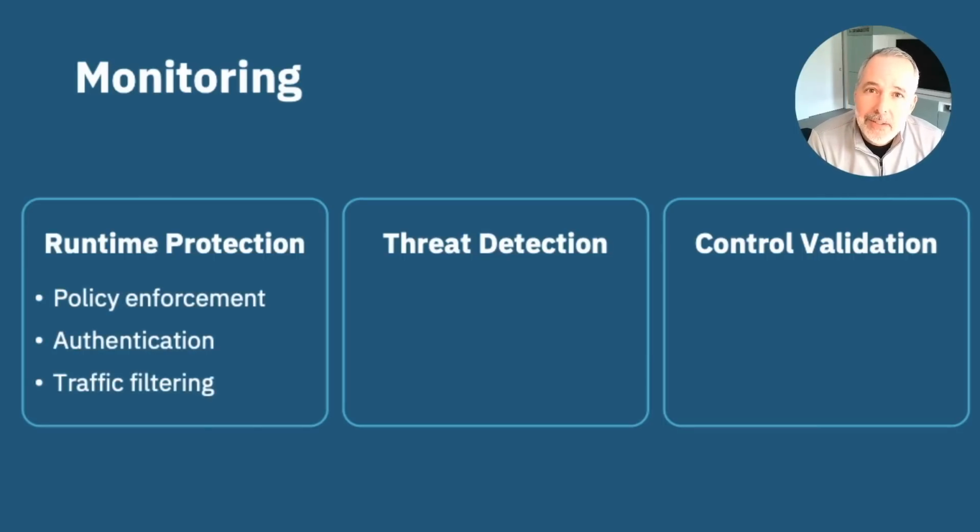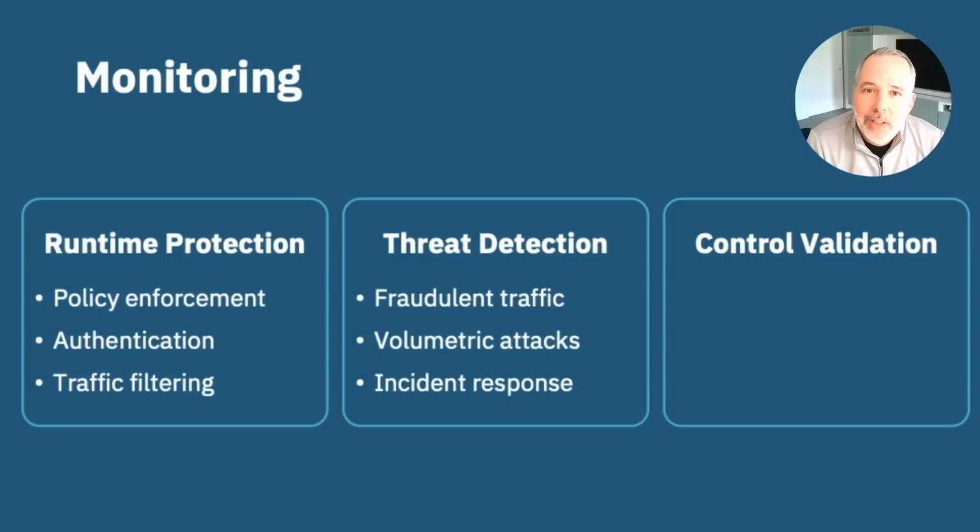This is the active real-time protection of your APIs. And the elements here include things like policy enforcement, like requiring authentication of users to access certain endpoints, filtering traffic. Maybe we need a geographic traffic filter, or we're only expecting traffic from a certain region or IP range. That's an aspect of runtime protection that you can implement.